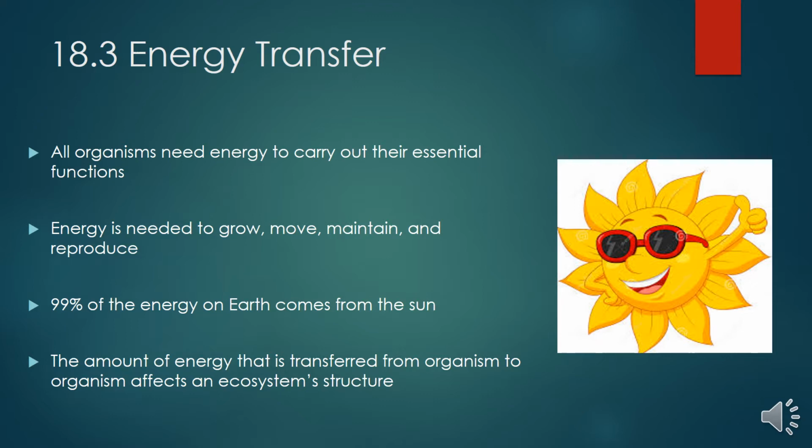So today we're talking about 18.3, which is all about energy and energy transfer. One of the 7 things that all organisms need to be alive is they need to be able to use energy. They have to use energy to carry out their essential functions. Energy is used to grow. The organisms use it to move, to maintain their internal systems, and to reproduce. 99% of the energy on Earth comes from the sun. The amount of energy that is transferred from organism to organism affects an ecosystem structure.